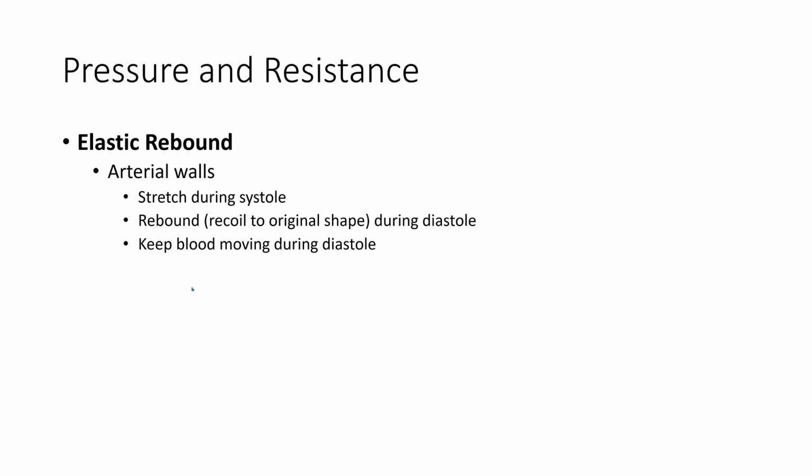Not only is the elastic rebound important for perfusing the coronary circuit, but it's also important for keeping the blood moving through the circuit when the ventricle is relaxed, in diastole, when there's no force moving the blood through the circuit due to the action of the heart.